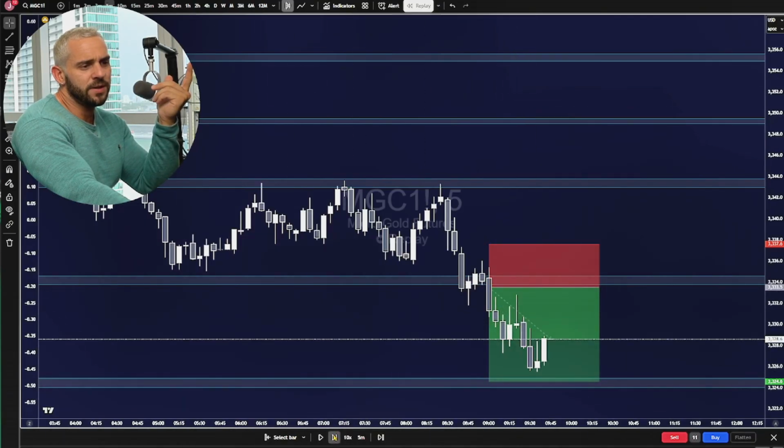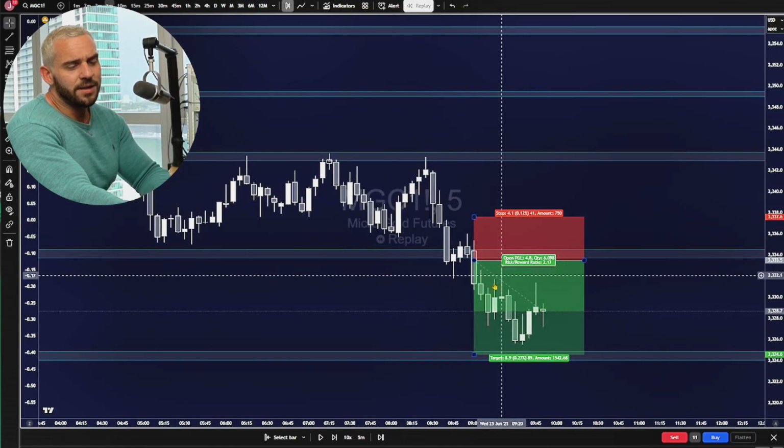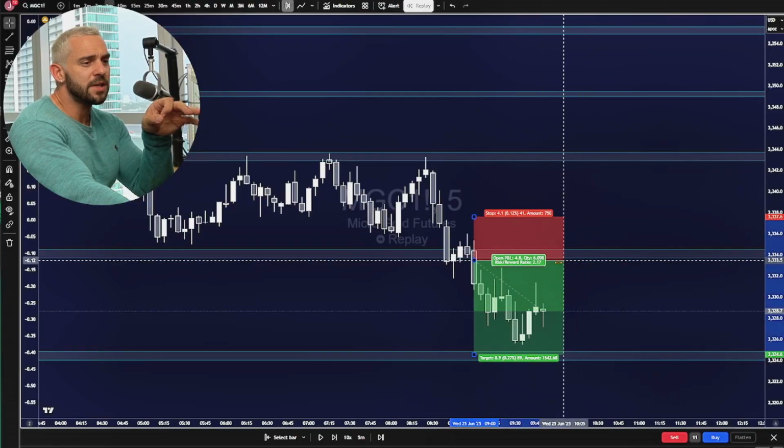And then gold still went down to the TP area. I probably would have closed somewhere around here anyways. I had a runner and it took me a break even here. So this was the trade. These were the sells that I had taken live.